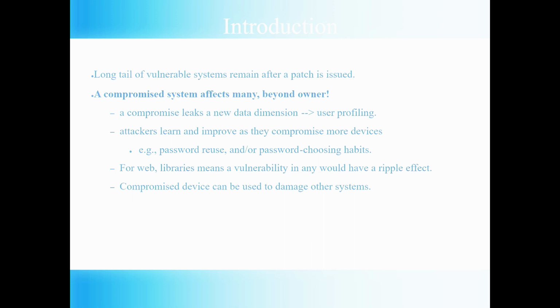In a lot of cases, the websites have a lot of information about the users, and so a leak or a compromised system also leaks another dimension about the user, which advances illicit user profiling activities and this kind of thing. A compromised system can also be used to mount denial of service attacks and cause damage to other systems. And so it's no longer the case that when a system is compromised, we can turn a blind eye and say this is just the damage, right?